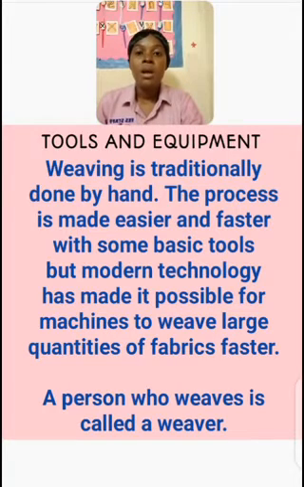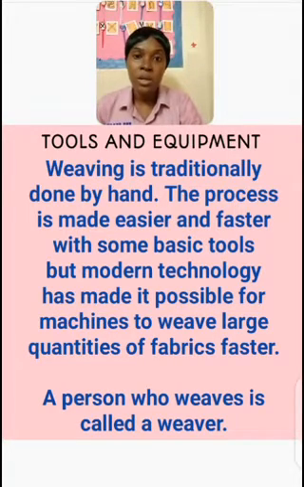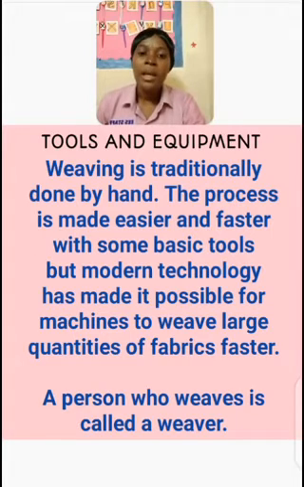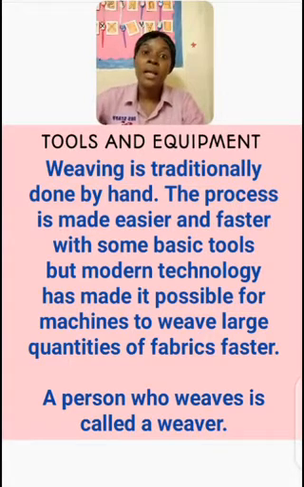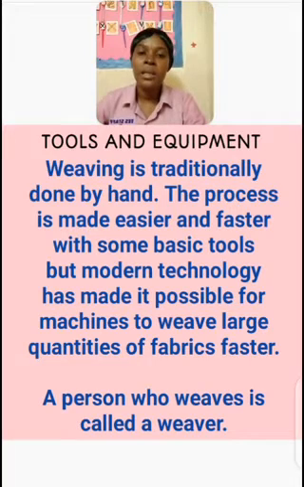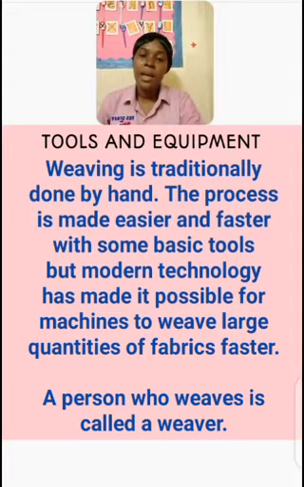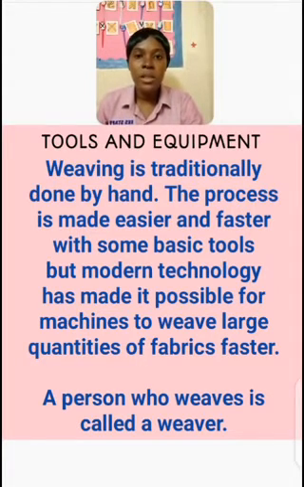That is because most times we go to the market, we buy materials, right? Now, how are those materials produced in large quantities? How do we get them? It's because there are industrial weaving machines, automated ones, that weave in large quantities so that people can easily buy whenever they want. And a person who weaves is called a weaver.